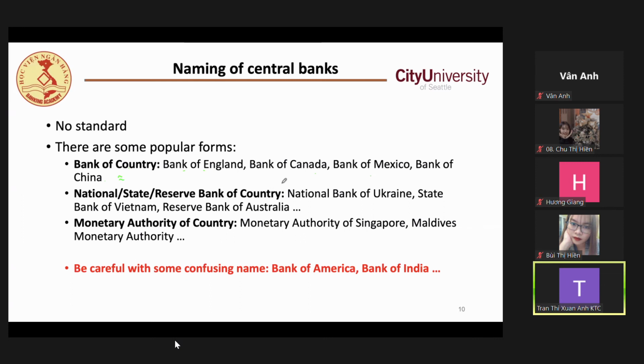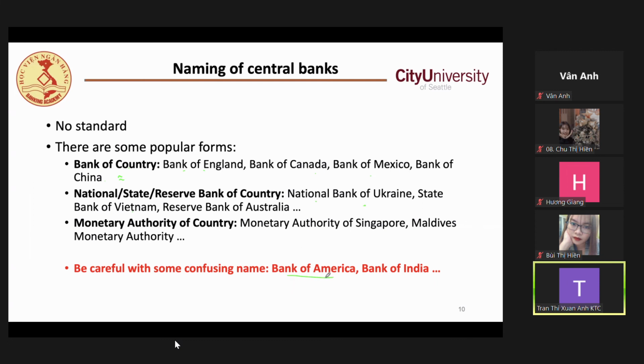But other banks can take names like the National Bank of Ukraine, or the State Bank of Vietnam. That is a central bank, or the Reserve Bank of Australia. And in some countries like Singapore or Maldives, you see they have a different name for the central bank. It's very funny: Monetary Authority of Singapore, Maldives Monetary Authority. Okay, so that's why we have no standard name for central banks in the world. So be careful with confusing names.